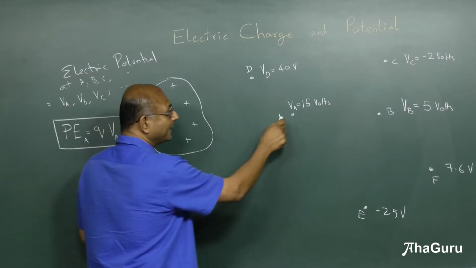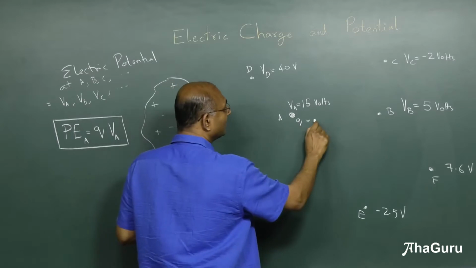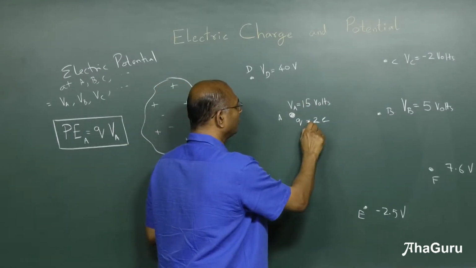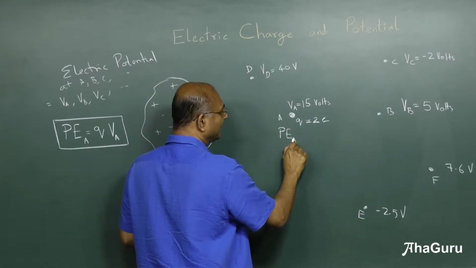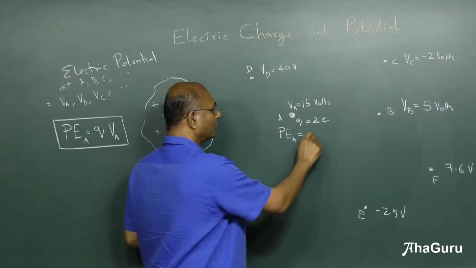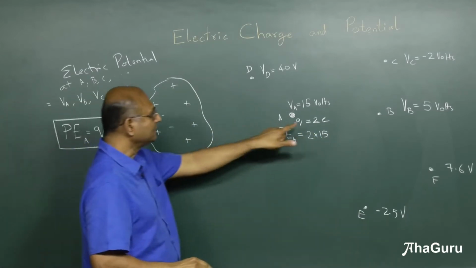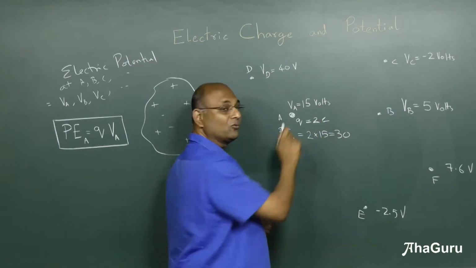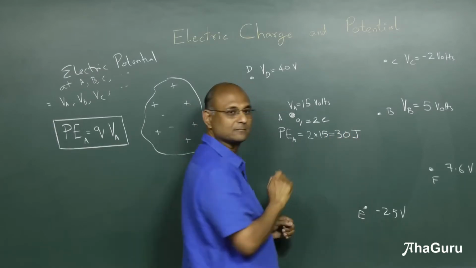So if the charge was kept here, if this was Q, let us say Q was plus 2 coulombs. Then how much is the potential energy of this charge at A? 2 into 15, because it is charge into potential. How much is that? 30. Coulomb into volts happens to be joules. So this is 30 joules.